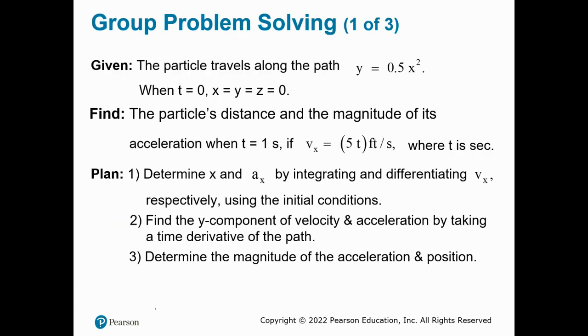Next example, very similar. Okay, we're going to take a look at them. A particle travels along the path given to us, y equals 0.5 x squared. At the time when t equals 0, x equals 0, y equals 0, z equals 0. We're looking for the particle's distance and the magnitude of its acceleration when t equals 1 second. The velocity is a function of time, 5t feet per second, where t is in seconds.